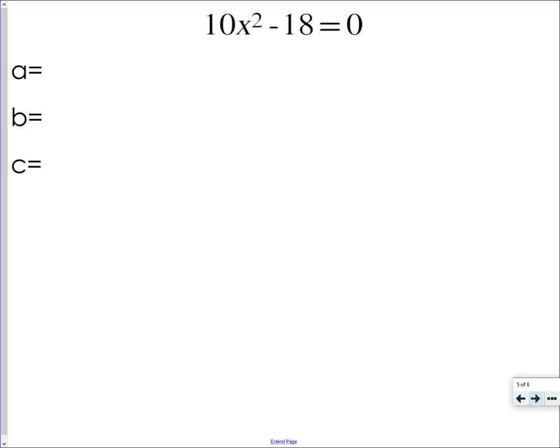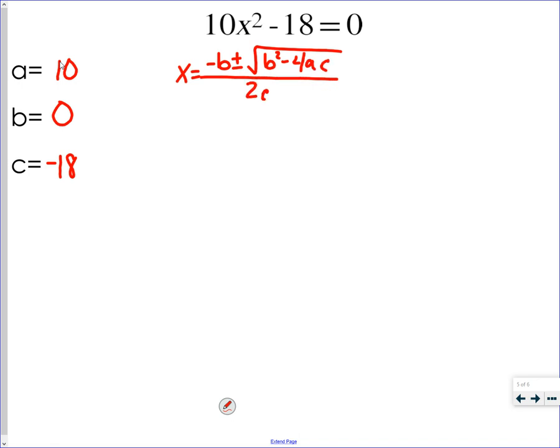Okay, one more problem. And again, we're missing one of our letters in the A, B, or C. The A is still there. The A is 10. The B is the one that's missing because I don't have a regular X value, so that B had to be 0. And the C is a negative 18. Now, here we go. X equals negative B plus or minus the square root B squared minus 4AC all over 2A.